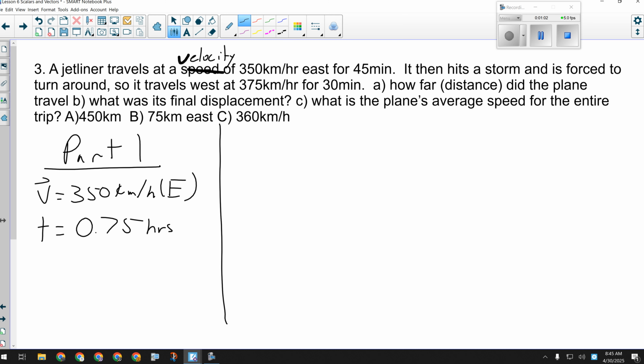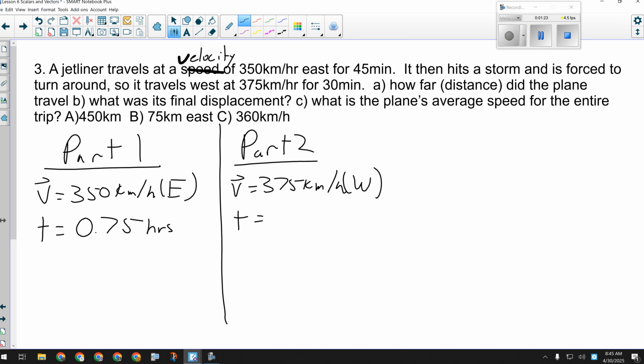Okay, in part 2, it's traveling west at 375 kilometers per hour. So V is 375 kilometers per hour west. Okay, and it does that for 30 minutes, 0.5 hours.